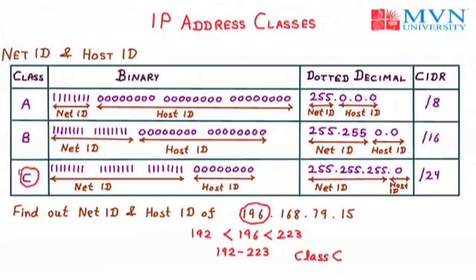As in class C, it is clearly mentioned that the first three octets are the net ID and the last one is the host ID. So our first three octets are the net ID and the last one, 15, is my host ID. So whenever we have to find out the net ID and host ID, first of all check the first octet, then check the table and find out the net ID and host ID in the binary as well as the dotted decimal notation. So that is all about the IP address and IP address classes of IPv4. Thank you.